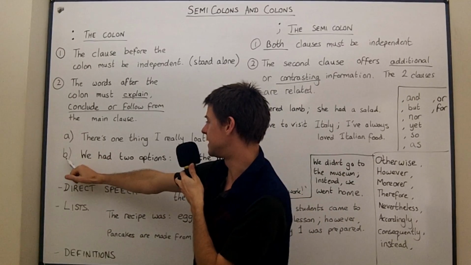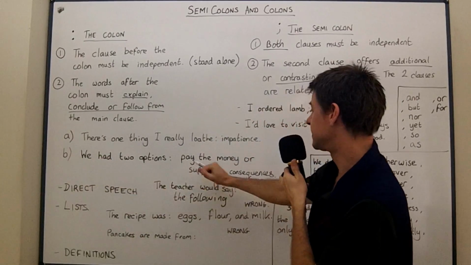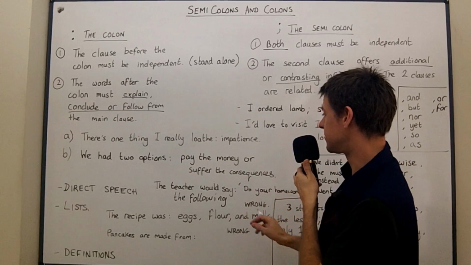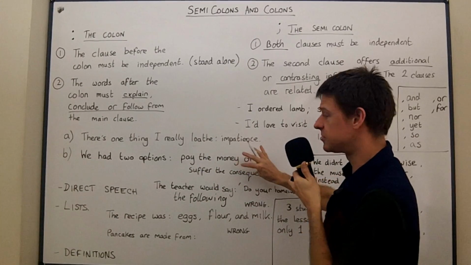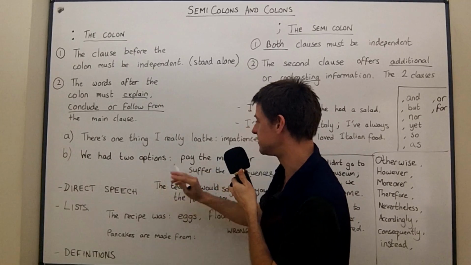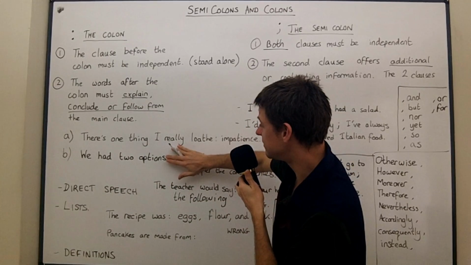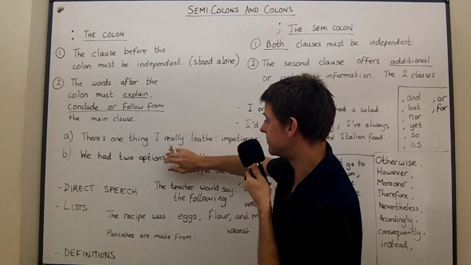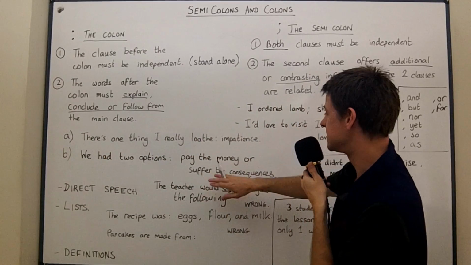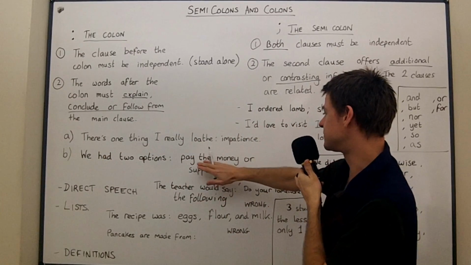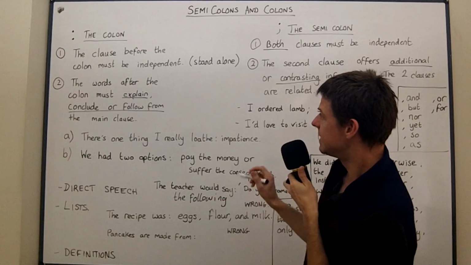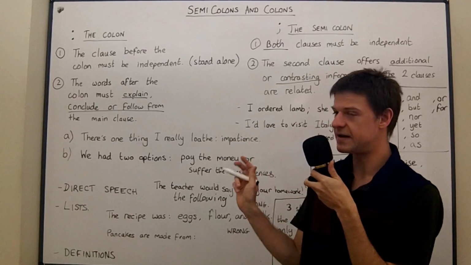Or as in B, we had two options: pay the money or suffer the consequences. These are the two options, so it's defining the two options. But we had two options is okay on its own. It makes sense. We've got a subject, verb, object. It's good. Here though, we've just got a list of two things.